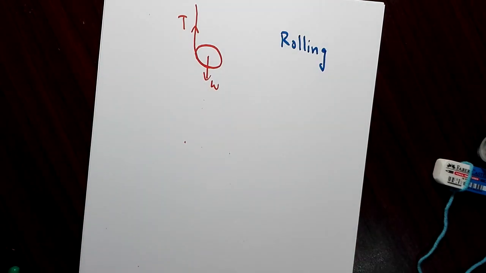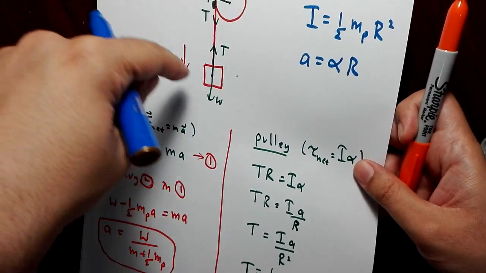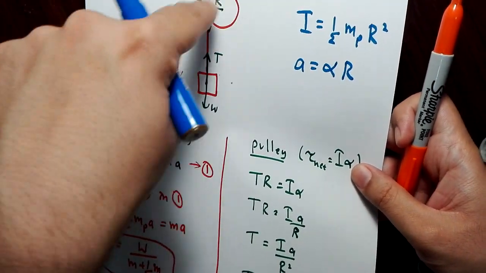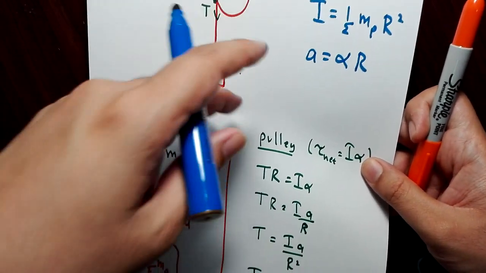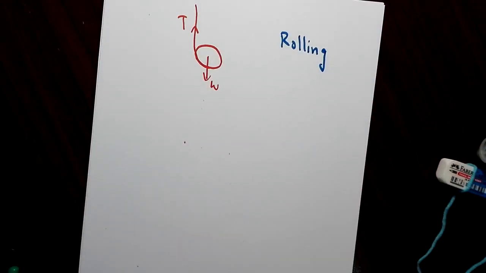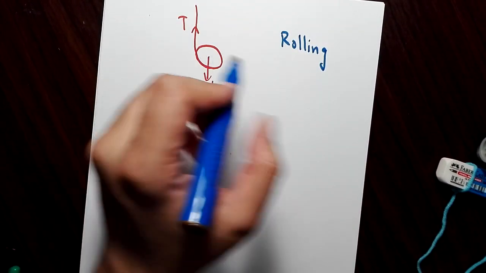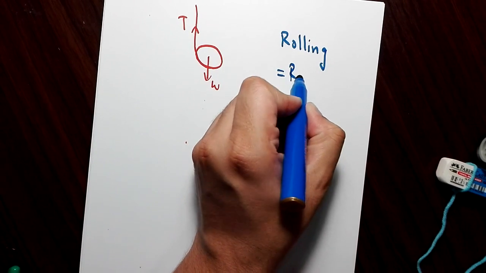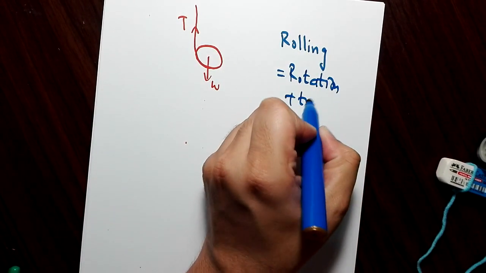We solved a problem in which a mass was hanging from a pulley, and the pulley was rotating. So that was rotational motion, and we connected a linear motion to rotational motion. This is sort of the other way around, where the pulley falls down. Now this is rolling motion. Rolling is a rotation plus translation.